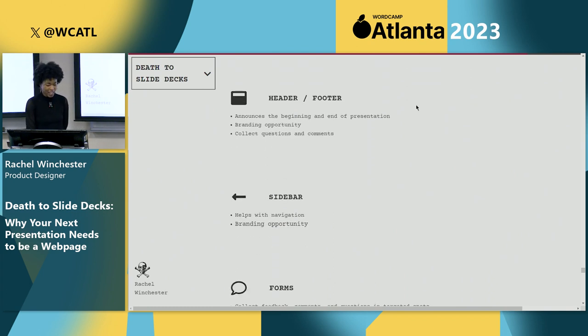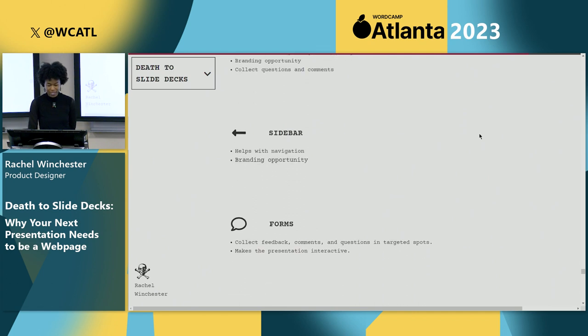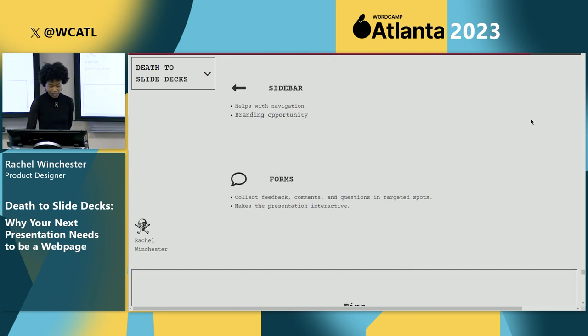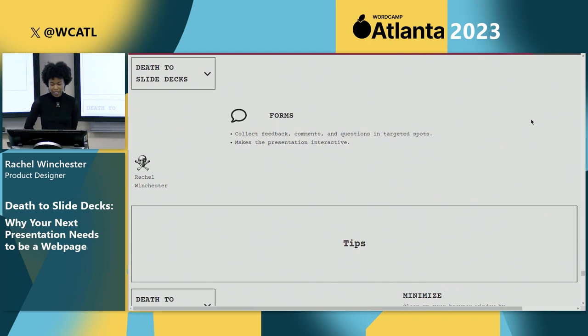A header and footer announces the beginning and end of a presentation. Great branding opportunity, and also a great way to collect questions and comments. So I do have an actual form in the footer where you can submit questions and comments. The sidebar helps with navigation and is another branding opportunity. And then forms, collect feedback, comments, and questions in targeted spots.